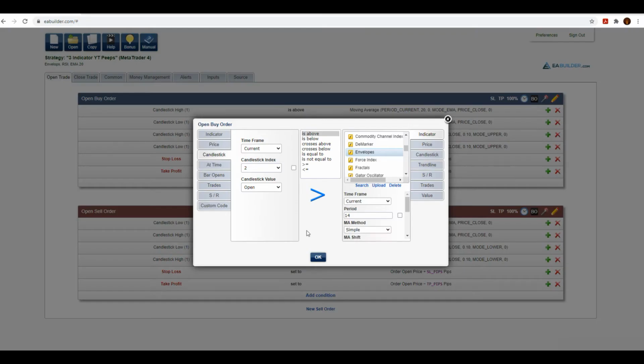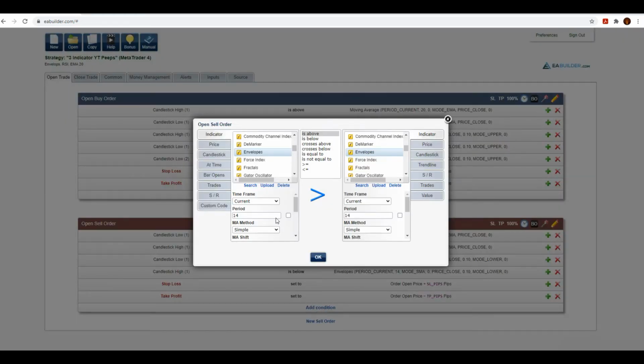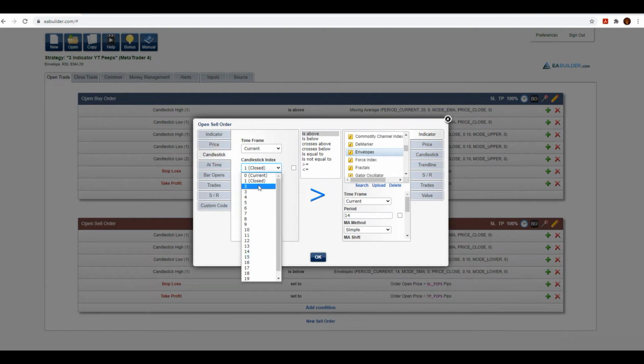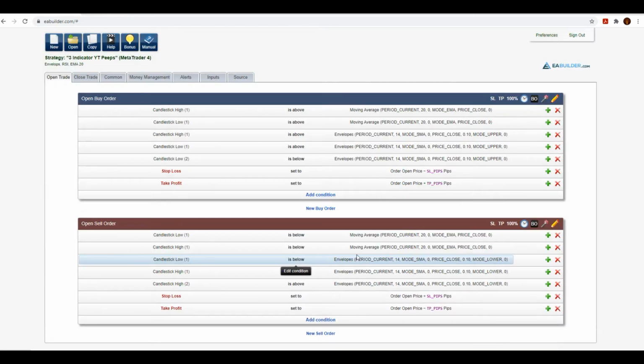All right, so let's flip over real quick. Candlestick index 2. We want the low of the candle to be below the envelope, 14 periods, and we want to do the upper line. Yep. And then let's go do the same thing for here. I'll manually do this because if I hit this button, it'll change this back and I'll have to rechange it. Let's do this. We want candlestick 2. We want the high to be above the envelope lower line. All right, and we're done.